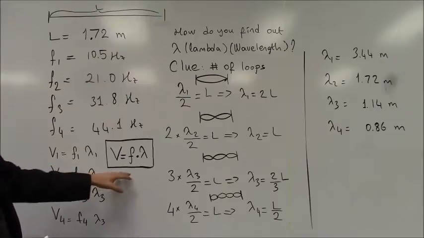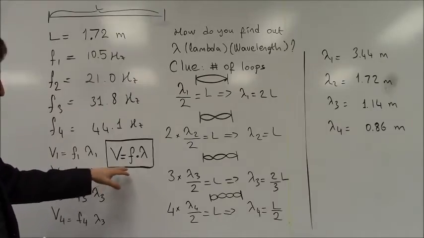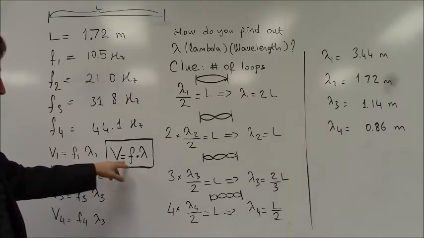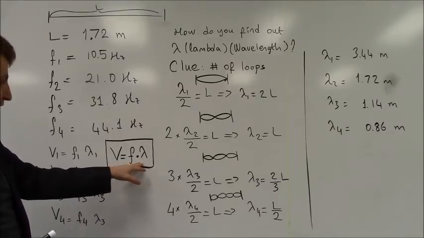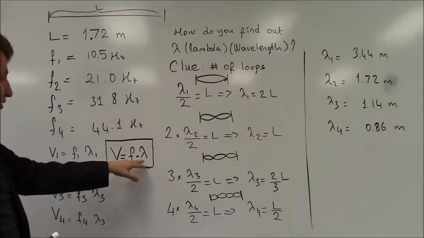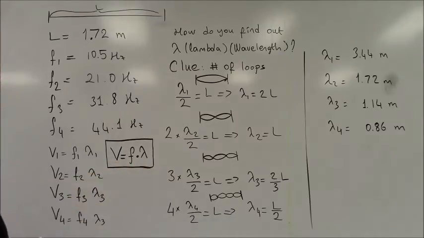And we know that we can find the speed of the wave by using that formula. Velocity is equal to frequency times lambda. Lambda is wavelength, f is frequency, and v is the velocity, the wave speed. So for each individual frequency we are going to be finding the velocities, and then see the relationship among them.